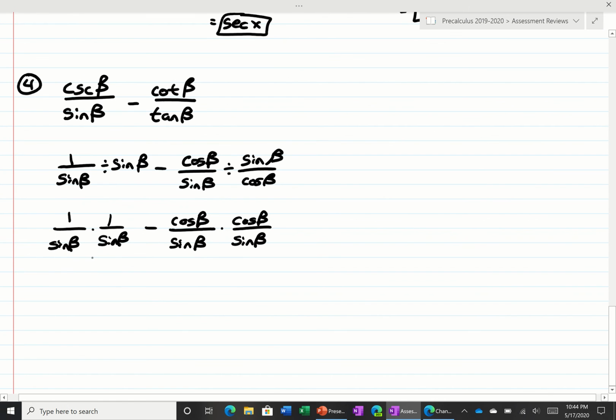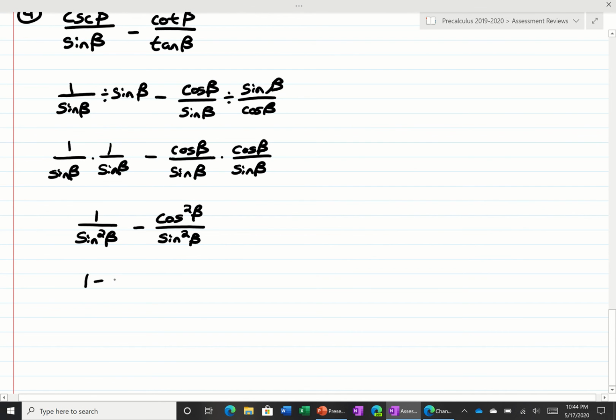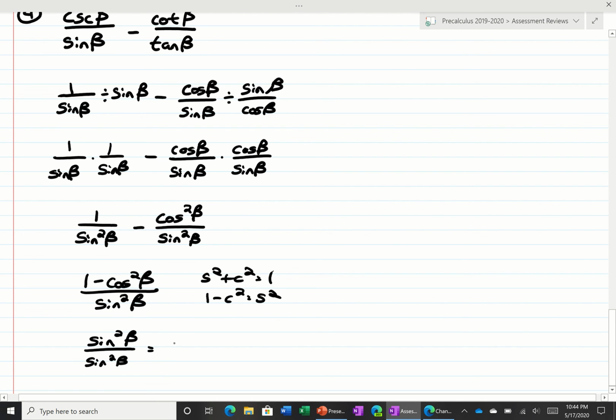And we wind up with 1 over sine squared minus, this is cosine squared over sine squared. They do have the same denominators. And we've talked about this a few times. We know sine squared plus cosine squared is 1. So 1 minus cosine squared is sine squared. Sine squared over itself is 1.